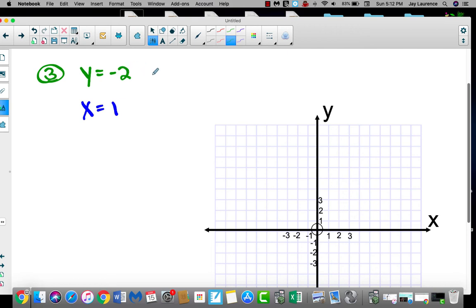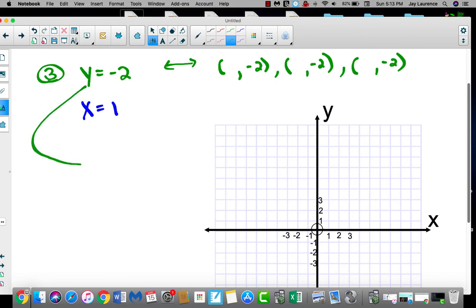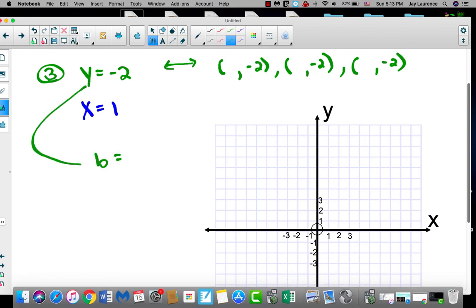Okay, y equals -2. Well, I remember Mr. Lawrence saying that's a horizontal line. And every y-coordinate is going to be -2. And that's absolutely true. Now, if you didn't want to do it that way, you could say, well, y is alone, so I'm in slope-intercept form. What's the y-intercept? Well, it better be -2 because there's 0 x's in the equation. And since there are 0 x's, slope must be 0 or 0/1.